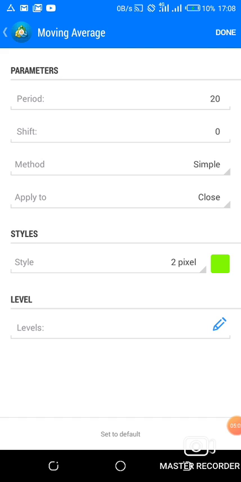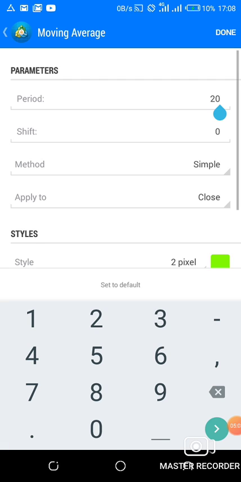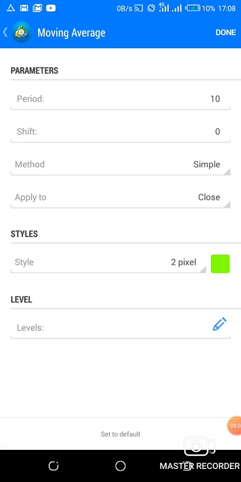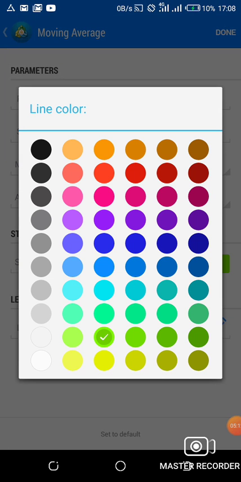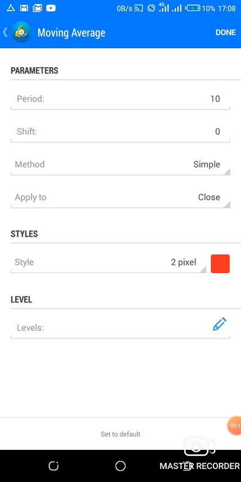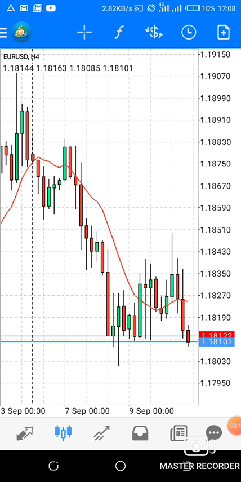Now for this 20, let's edit it to 10. I put 10 there. I want to change the color to red. Look at it, I'll pick it to be red. Then I click done. Now can you see it? The red line you are seeing is on my candlesticks, the green and red candlesticks. So that is the moving average you are seeing on my candlesticks.